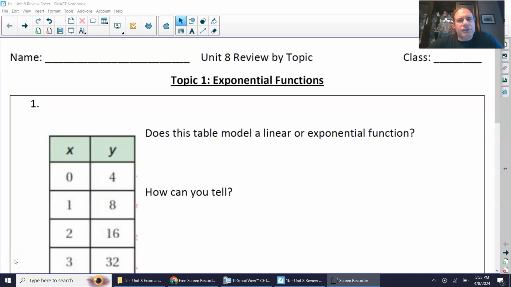Hello everyone, this is the Unit 8 review by topic. We're going to start with topic number 1, exponential functions.